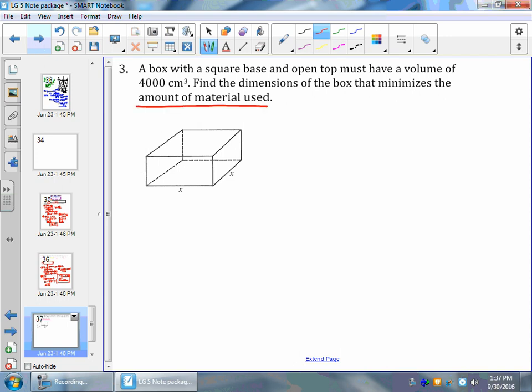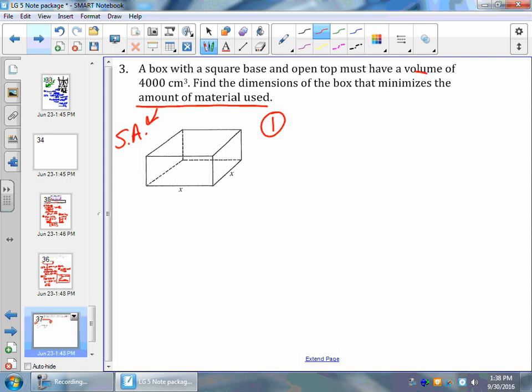What does that mean, amount of material used? Well, that has to be talking about our surface area. All the amount of cardboard or whatever it is on the outside has to be a minimum value. So let's keep that in mind when we're coming up with our equations. All right, so the first step is our equation.